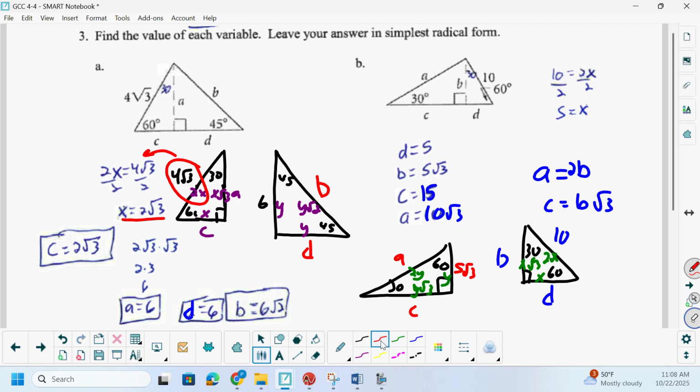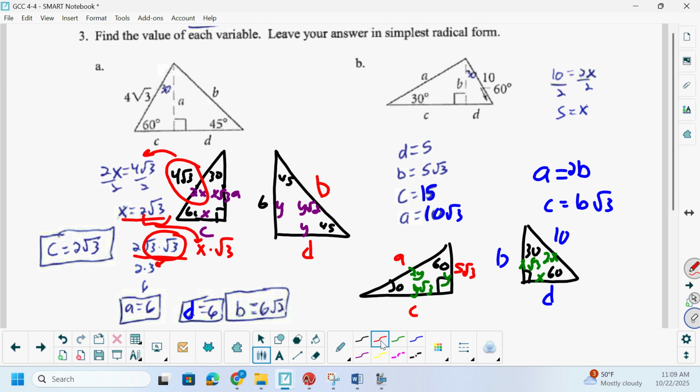C was straightforward, it was just x. But little a is x times square root of 3. So the 2 square root of 3 has to get filled in for x. So you have 2 square root of 3 times square root of 3. We know a square root times itself is just the number, so 2 times 3. So therefore we get 6 for little a.